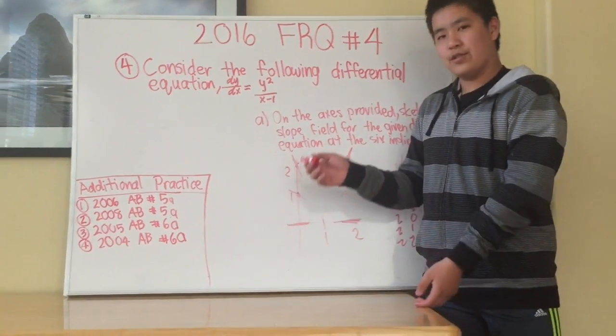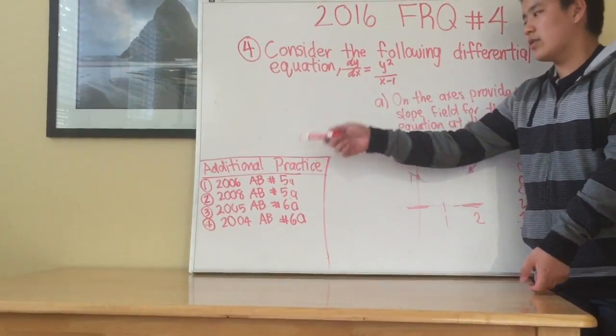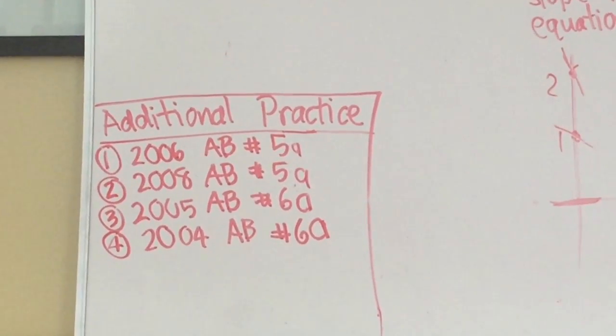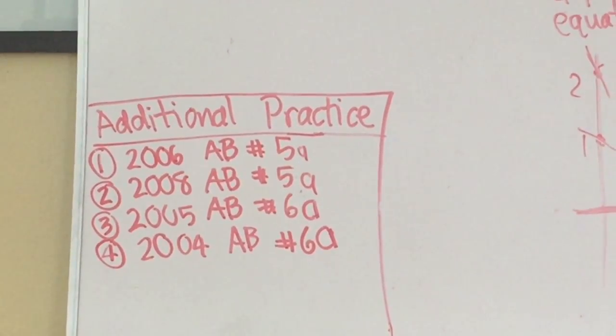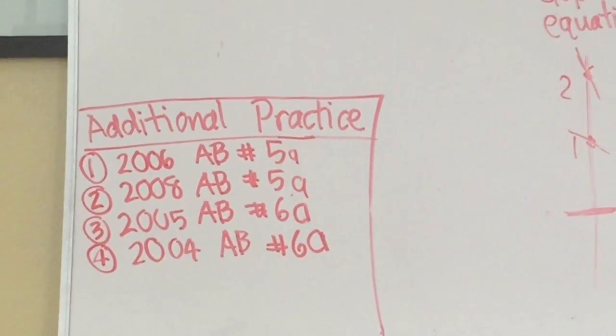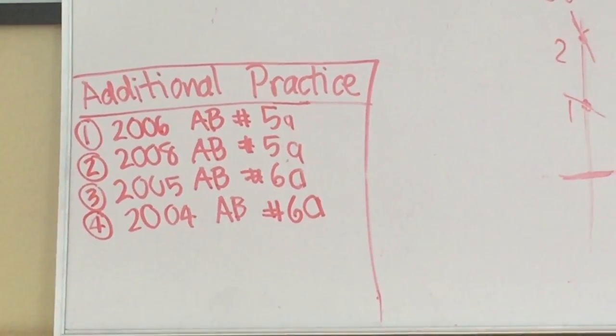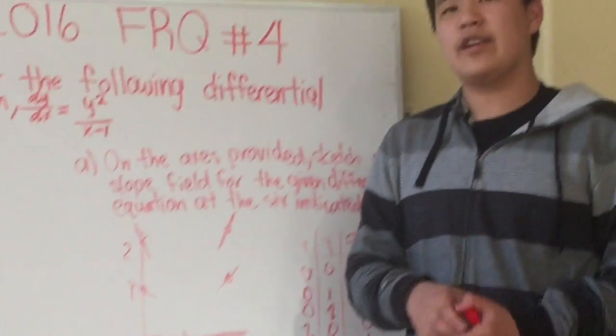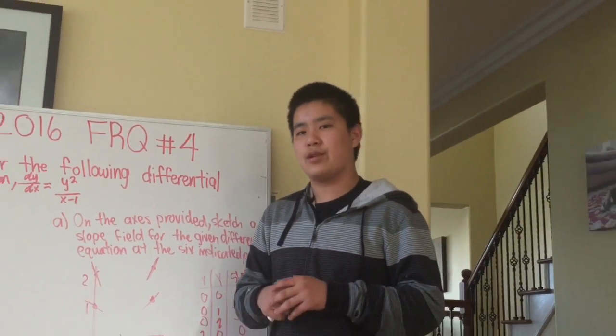For additional slope field problem practice, check out 2006 Calc AB FRQ number 5A, 2008 Calc AB FRQ number 5A, 2005 Calc AB FRQ number 6A, and 2004 Calc AB FRQ number 6A, all of which can be found on the College Board website and are great practice for slope field problems.